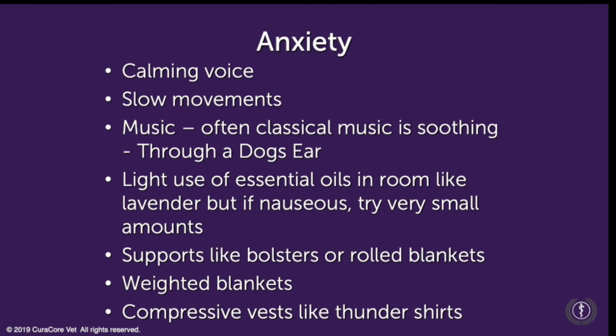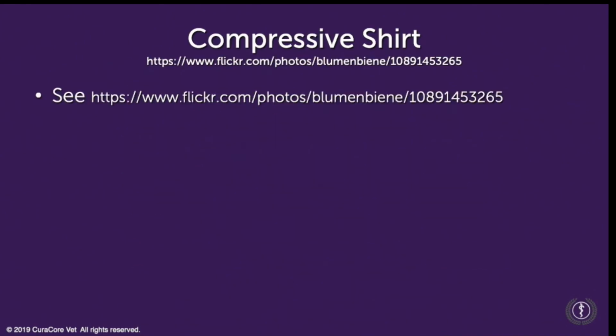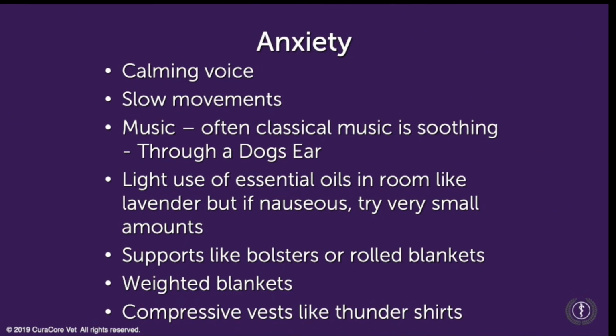Using supports like bolsters, rolled up blankets and towels around their side gives them, again, more tactile and proprioceptive input. That can be calming to them. Compressive shirts can be helpful. Here's an example of one, like a Thunder shirt, which can be soothing. And weighted blankets or vests can be soothing. That helps provide more proprioceptive input to the nervous system.